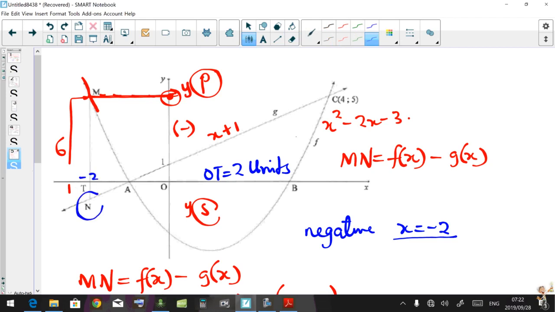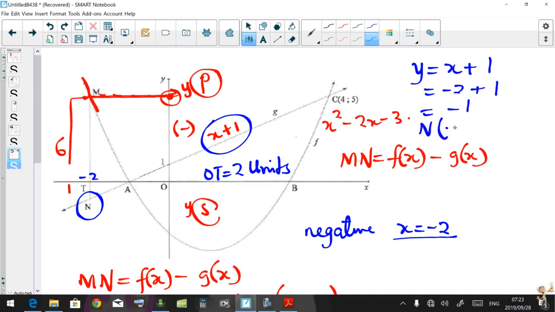What do you notice about N? N is a point on the straight line, and my equation of a straight line is that. So how do I get my y value? I substitute. What value am I substituting? Negative 2 plus 1. What is that? -1. So what is my N value? x is -2 and y is -1.